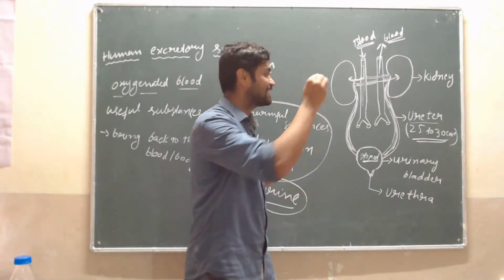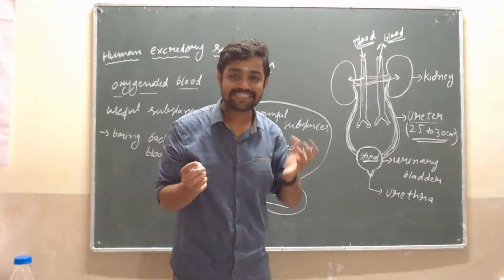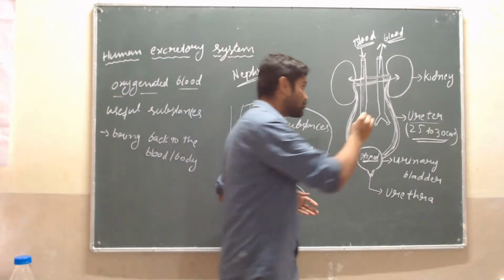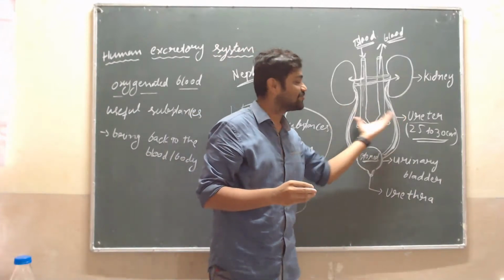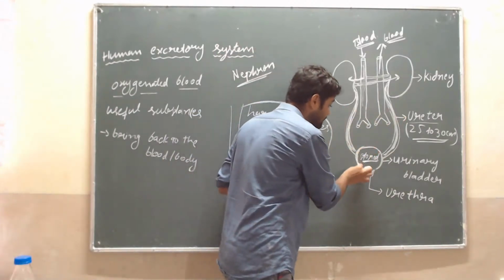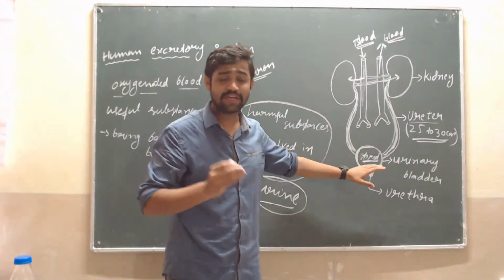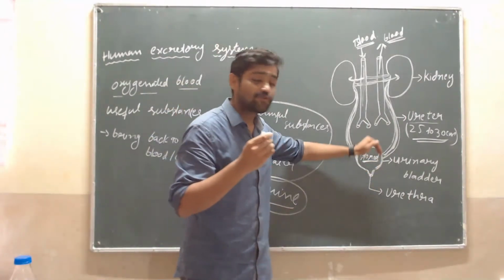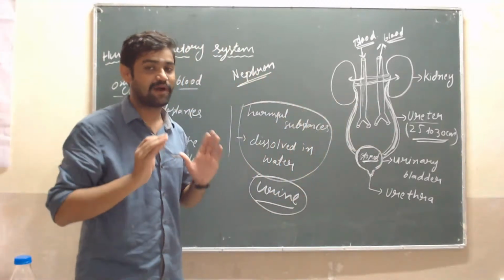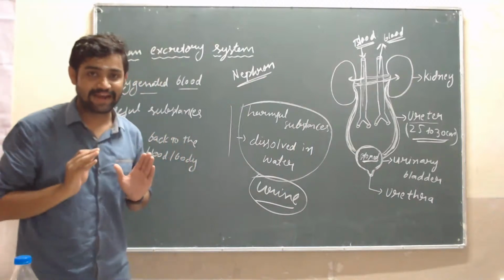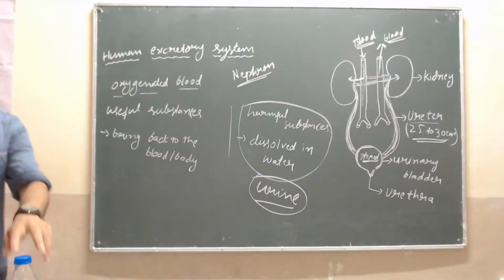And that urine again enters into the ureter. Ureters are nothing but tube-like structures, pipe-like structures. Through that, the urine is passed through these ureters, and it is stored in the urinary bladder. After some time we will get the sensation of urine. Through the urethra we will pass the waste particles from our body or blood. This is about the excretory system.